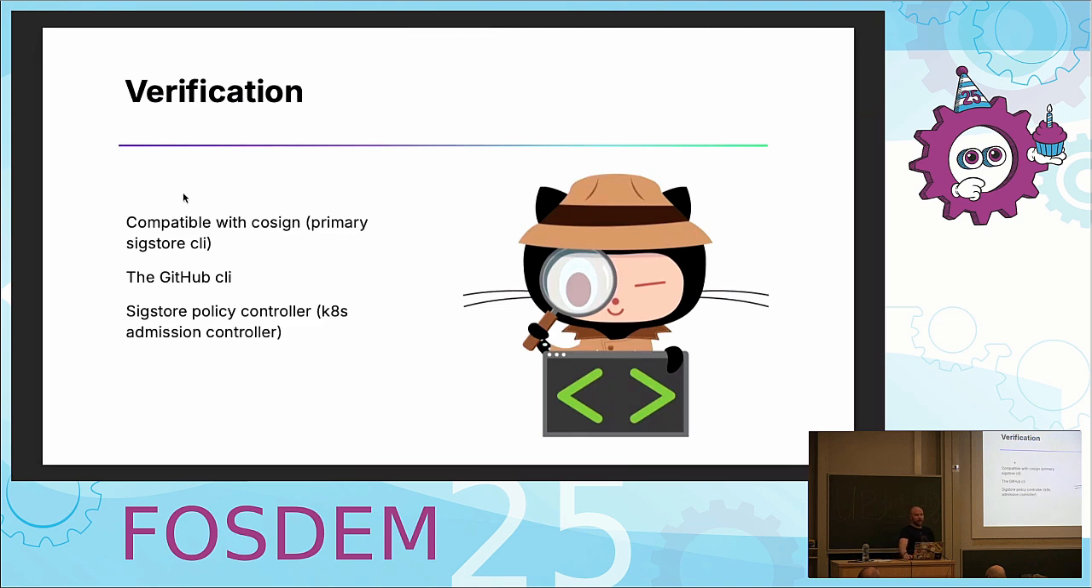So for the verification side, which is the most important, you should not sign if you're not verifying, because then you're not gaining anything. So everything is compatible with cosign, which is sort of the go-to CLI for Sigstore. You can also use the GitHub CLI to verify, or as I said, if you're running in Kubernetes, you can use the Sigstore policy controller.